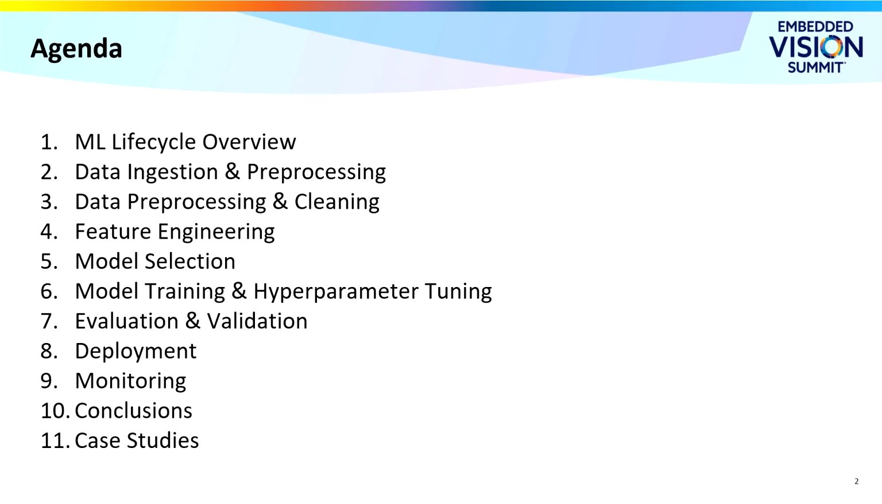Our agenda today follows the structural path of the machine learning lifecycle. We will cover data ingestion and pre-processing, feature engineering, model selection, hyperparameter tuning, evaluation and validation, monitoring, and at last we will look at a real-life example of vision case studies, where we will see how even the best vision system might fail in real life if we do not track the changes that happen daily.